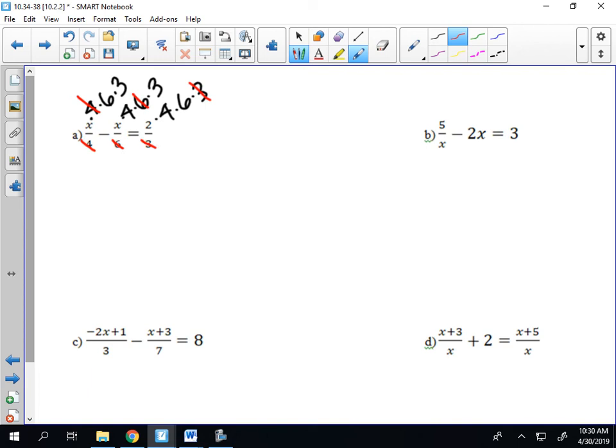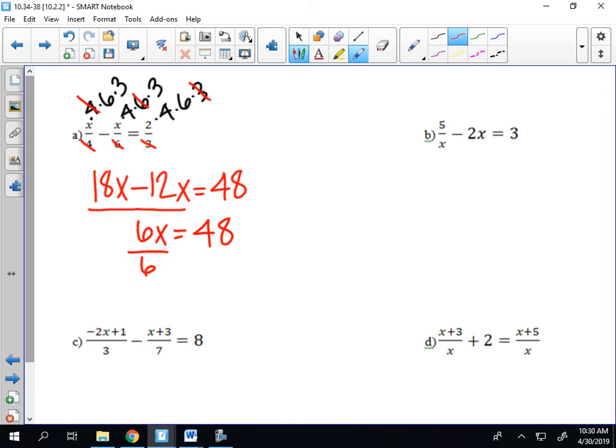So what I have left, 6 times 3 times x is 18x, minus 4 times 3 times x, so that's 12x, equals 2 times 4 times 6, and that's 48. I can combine these because they're both x's, so 18 minus 12 is 6x equals 48. And then I just want to finish it out by dividing by 6. So x equals 8.